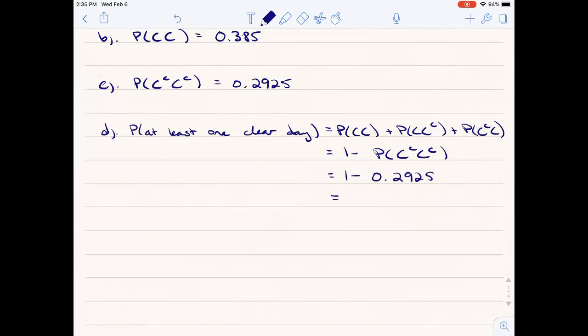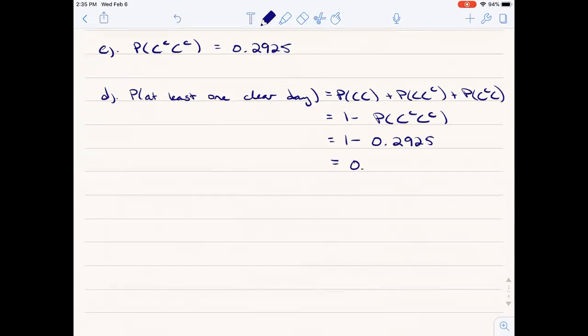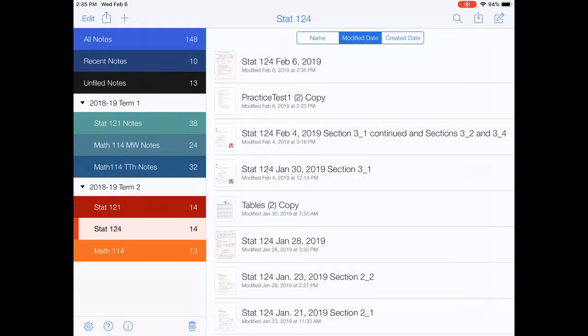0.2925. Let's see. I get 0.7075, but I did it kind of quickly. Either way, if you added up those three probabilities, you would still get 0.7075. So it's the probability of at least one clear day. Any questions about that one? Okay, so then let's move on.